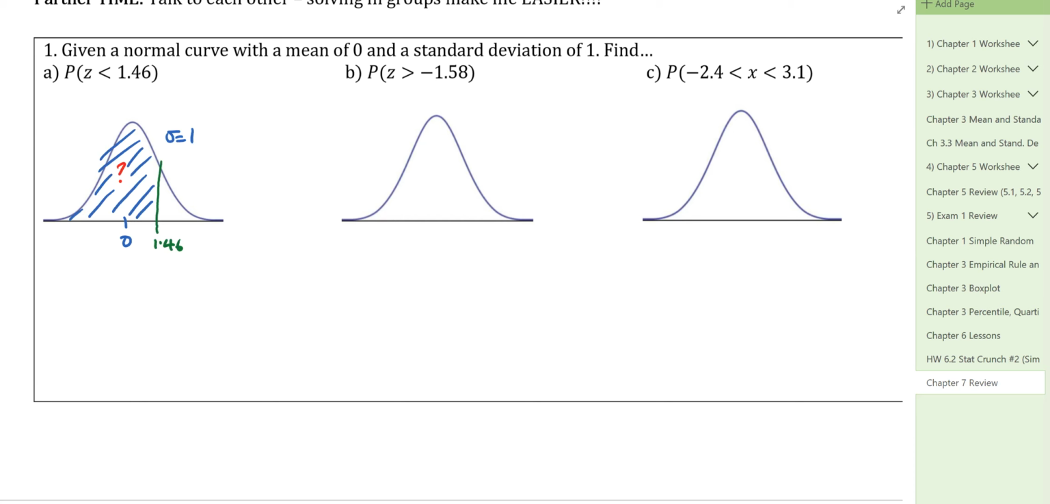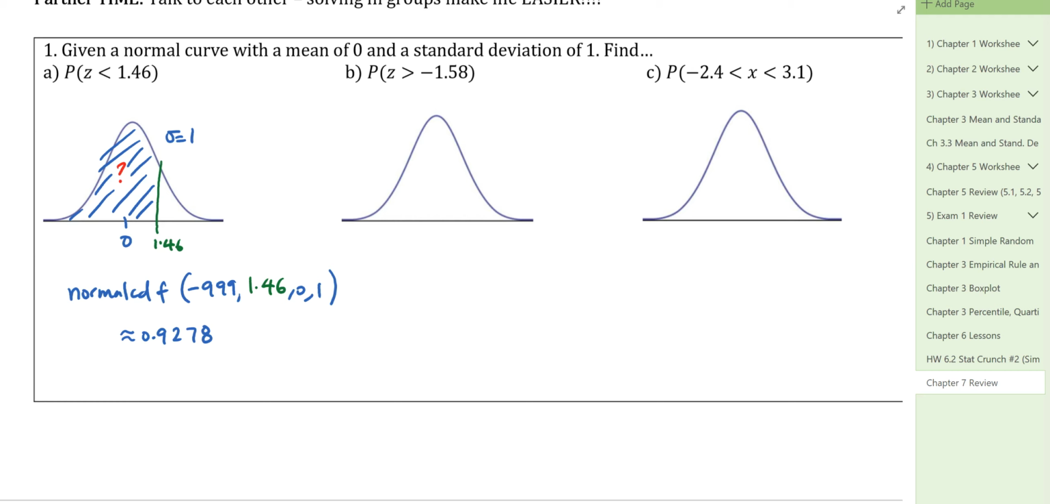So write it down, normal CDF, lower bound, upper bound, mean, and standard deviation. Since we're looking for the left tail area, I would put negative infinity, which is negative 9999, comma, 1.46, comma, 0, comma, 1. That will give you a calculator function. So once you enter that in your calculator, you get approximately 0.927. All right, let's do the second one.